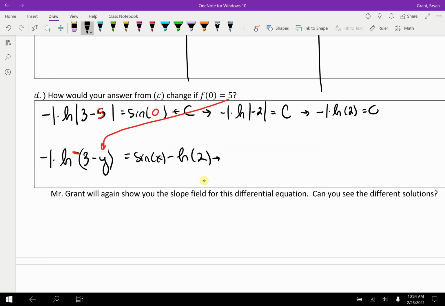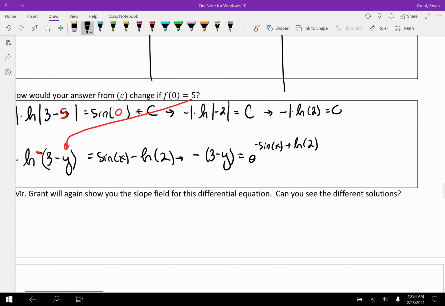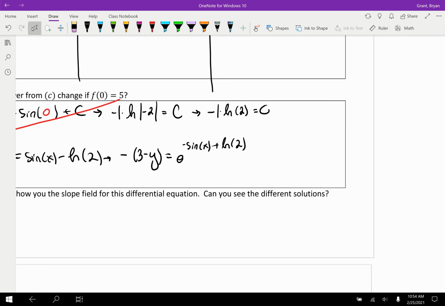So we divide by the negative, and I'm going to do e to the power of both sides. That gives me negative 3 minus y equals e to the negative sine of x plus the natural log of 2, just like before. How do we solve here? Well, there's two ways. I would probably just distribute the negative into both of these. That'll keep my y positive, right? So it gives me negative 3 plus y equals e to the negative sine of x plus the natural log of 2. And then I just add 3 to both sides. 3 plus e to the negative sine of x plus the natural log of 2.